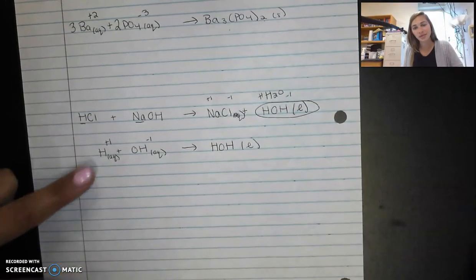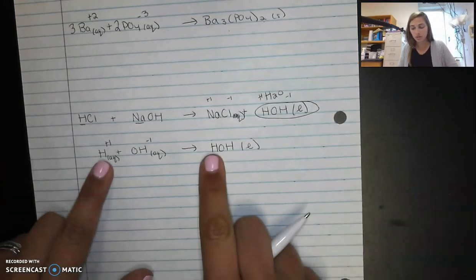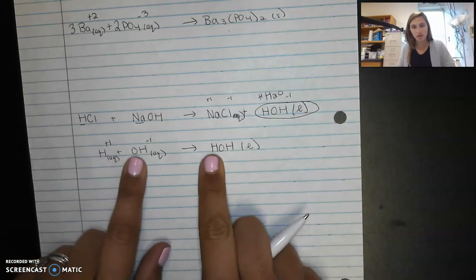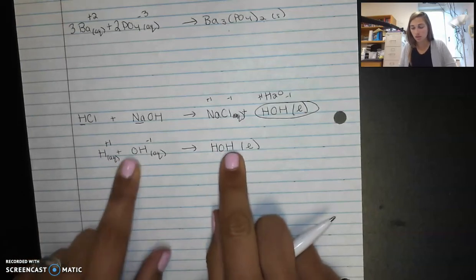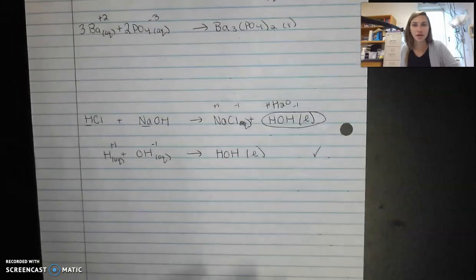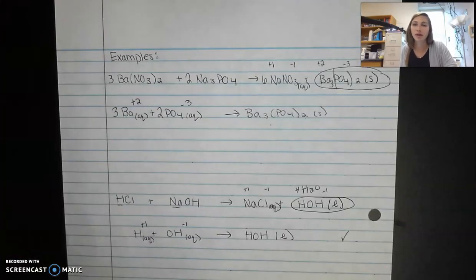And then our last step is to balance. I have 1 hydrogen here, 1 hydrogen here, I have 1 hydroxide here, 1 hydroxide here, so we're balanced, we're good to go. So this is how you write net ionic equations.